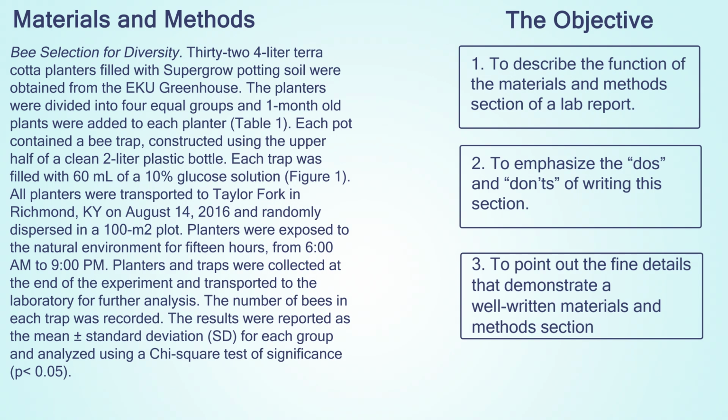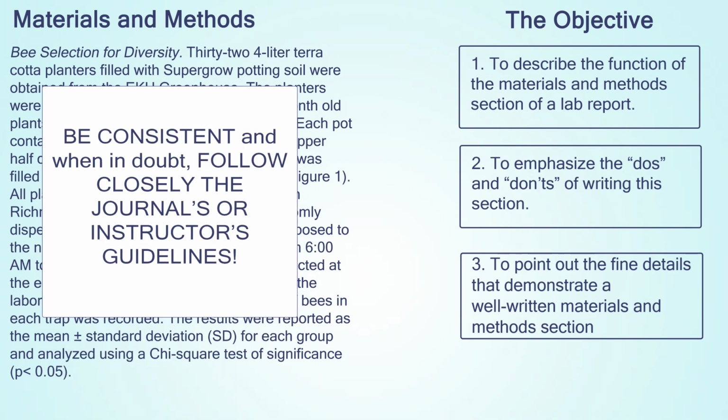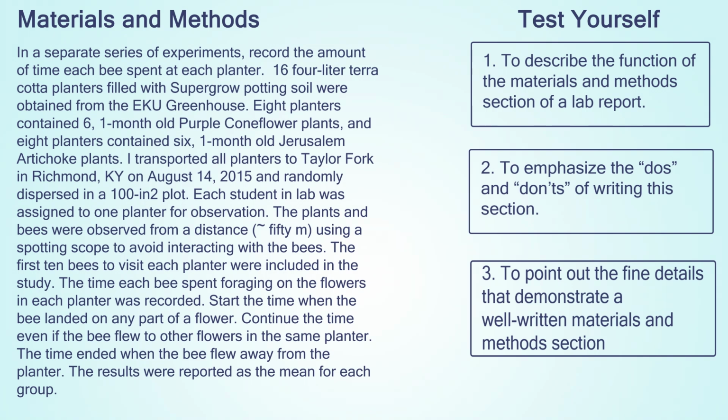Upon the successful completion of this video segment, you should be able to describe the function of the materials and methods section of a lab report, correct the instances where you followed a don't versus a do, and finally, modify the fine details to demonstrate that you know how to write a good lab report or any other scientific paper. Finally, you do want to be consistent throughout your writing, and when in doubt, follow closely the journal's or instructor's guidelines. For your final activity, test yourself on what you learned during this video segment.